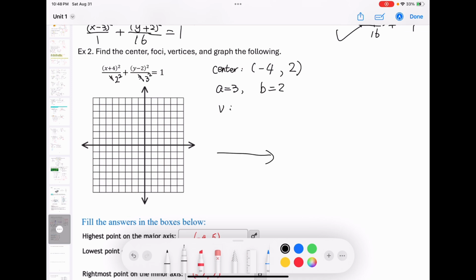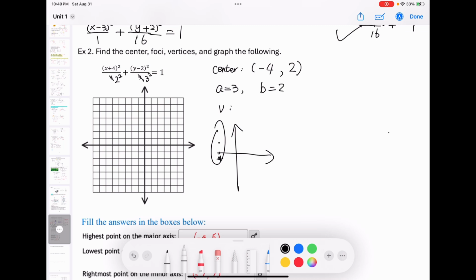For example, here is a not very accurate sketch. First, decide the center, negative 4 and positive 2. And then second, I know the big number is under the y, so this is the ellipse with the major axis vertical. So this is a sketch.